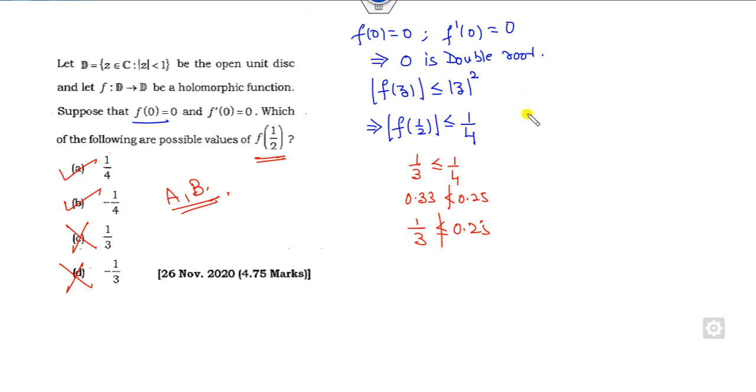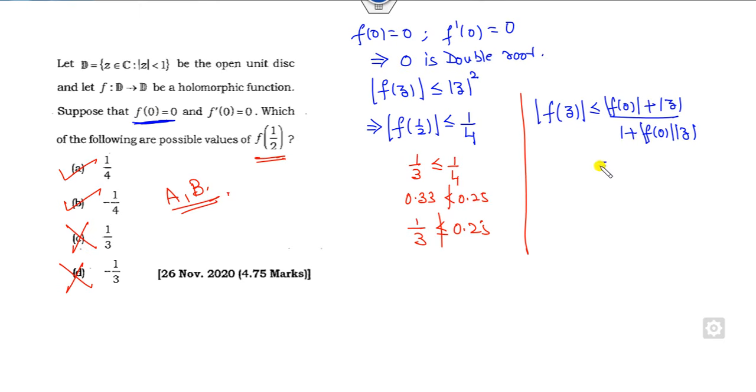Also, you can see if you apply this rule, |f(z)| is less than |f(0) + z| over |1 + conjugate f(0) z|, because f(0) is given to you. So now you can see f of 0 is 0, and z will be my z. But here this is a double root, so you can't apply this formula as such. Fine. So that's why this option is not the correct option.